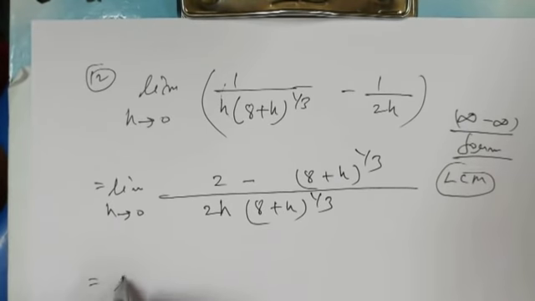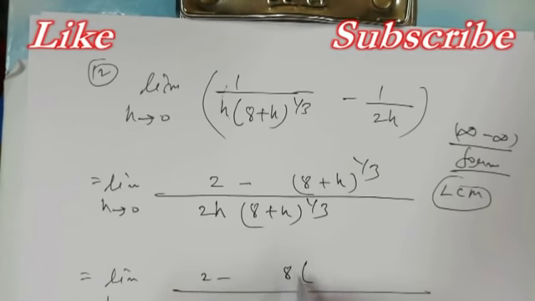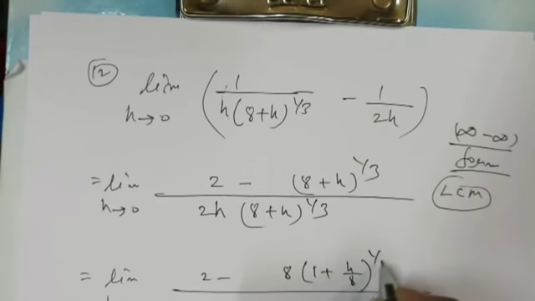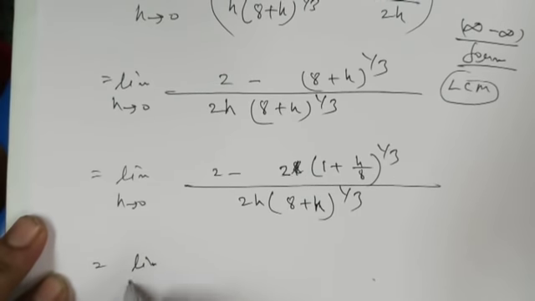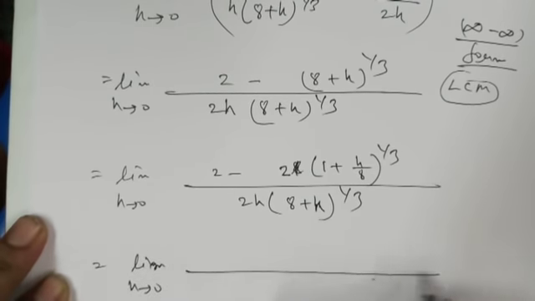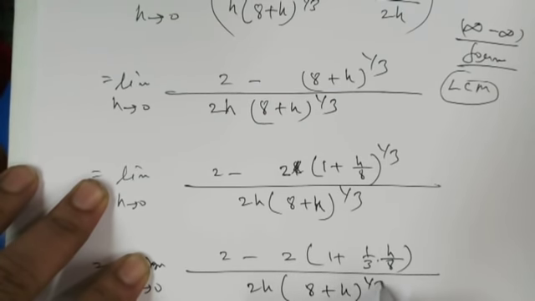Okay, now you can use BT. Now BT. Then 2 minus 8 take common, then 1 plus h upon 8 whole power 1/3, and when 8 is out of this bracket, this will be 2, because 8 means 2 power 3, 2 power 3 multiplied by 1 by 3, that is 2, and 2h upon 8 plus h whole power 1/3, and this will be limit h tends to 0, minus 2 common 1 plus 1/3 h upon 8, and 2h 8 plus h whole power 1/3.